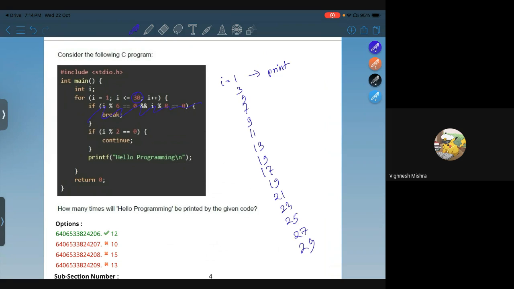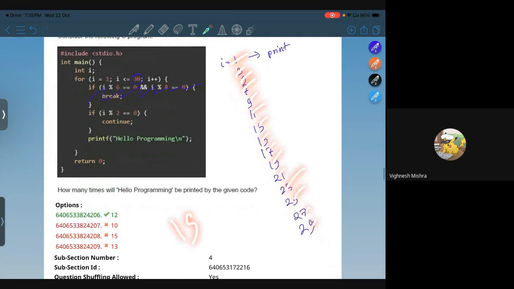That's one, two, three, four, five, six, seven, eight, nine, ten, eleven, twelve, thirteen, fourteen, fifteen. Wait, is 15 the answer? It could be. 15 is not the answer, but we are also not wrong anywhere. Maybe the answer key is wrong.